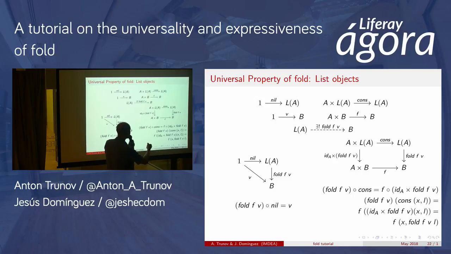If you apply fold on cons on a pair in here, an x and a list, it will be equal to f of this function applied on this pair. But what is this? This just applies the identity function on x and fold on L. And so you get this pair. So it is f applied on this pair. This is just the defining equation of fold for the cons case.